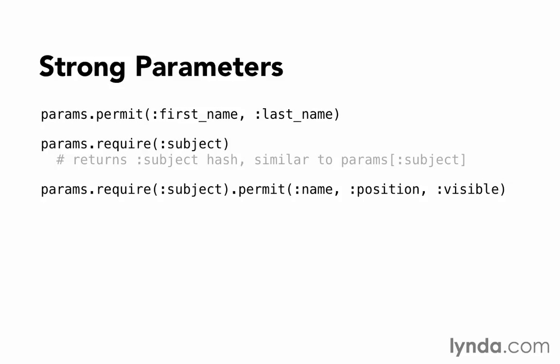Now that we understand the problem with mass assignment and the solution that strong parameters provides, we're ready to process the form for creating a new subject. As we do, we'll remember to permit the attributes that can be mass assigned.